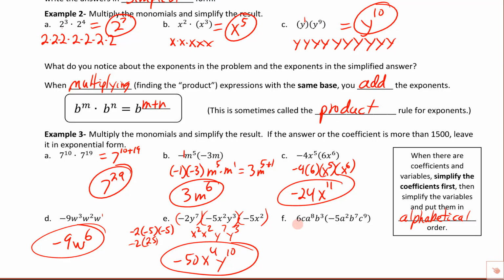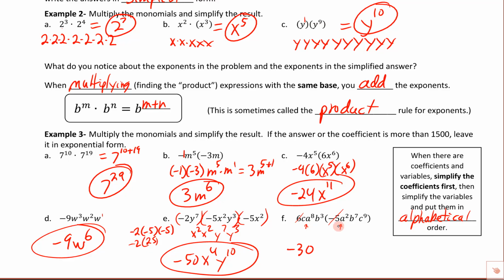I'm going to do this pretty quickly without showing any work here. We're going to talk our way through it. So we've got the 6 times the negative 5. So that's going to be a negative 30. Then let's go through here and let's be smart about this. I took care of the 6 and the negative 5. If I've got a C, an A, and a B, I've got to do them alphabetically. So A, of course, is going to come first.